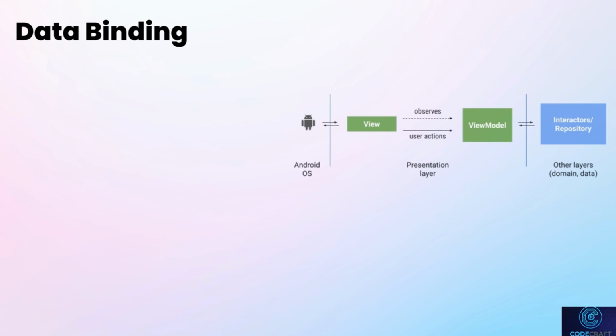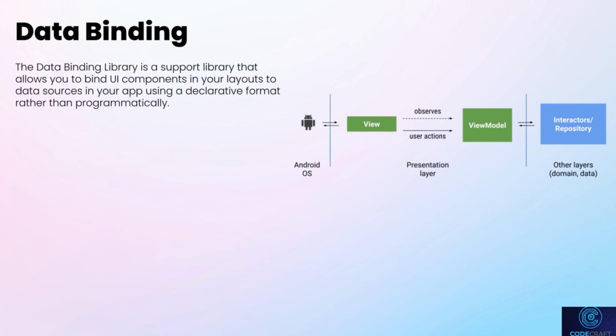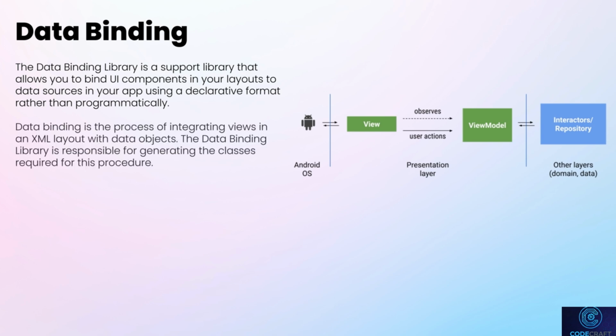Android Jetpack is a set of libraries designed to help developers follow best practices and create code quickly and simply. The data binding library is one of these libraries. The data binding library is a support library that allows you to bind UI components in your layout to data sources in your app using a declarative format rather than programmatically.